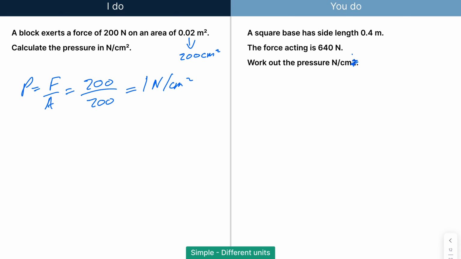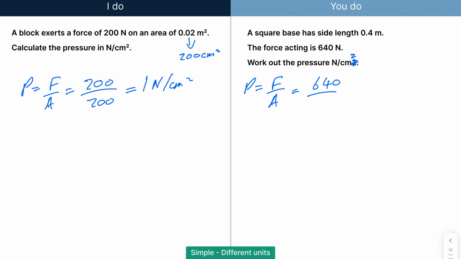So hopefully you've pressed pause and had a go at the example on the right. This should really be a power of 2. So with this one, we have a square base. So given that it's a square, the base and the height are going to be the same. So remember, pressure is force over area. The force is not a problem.